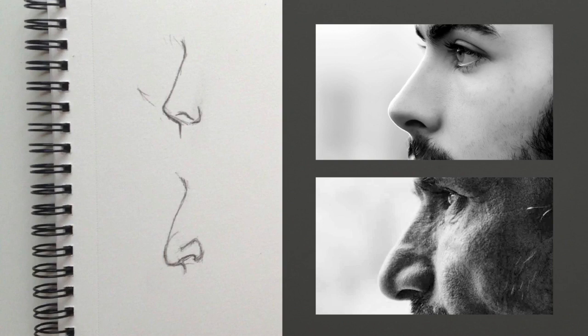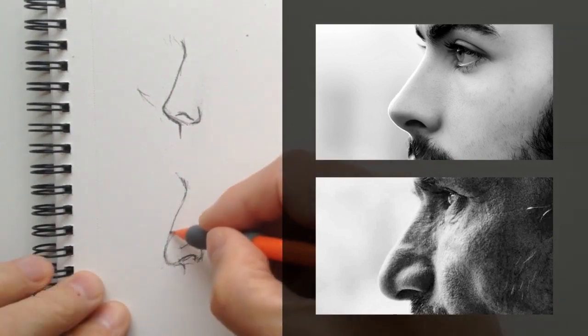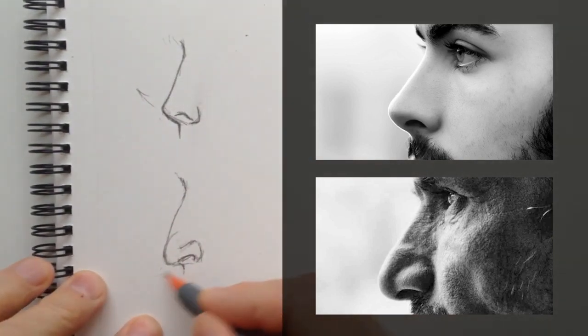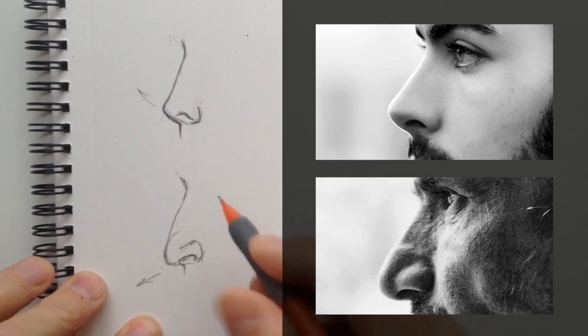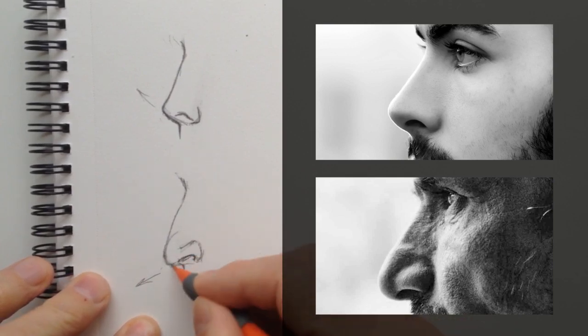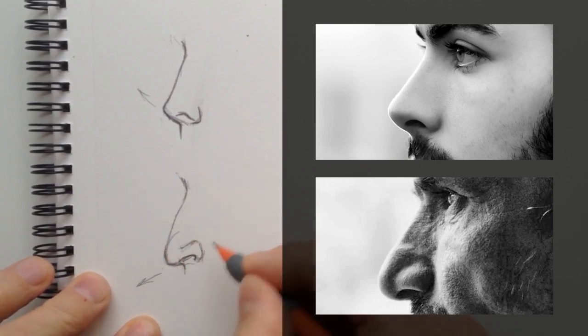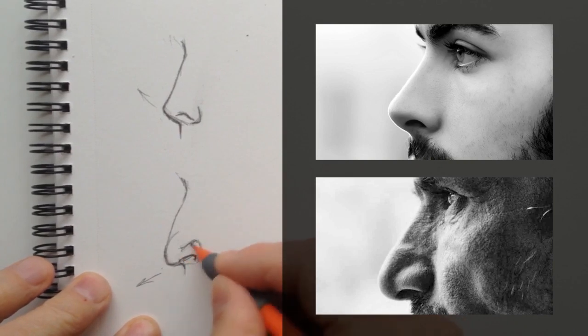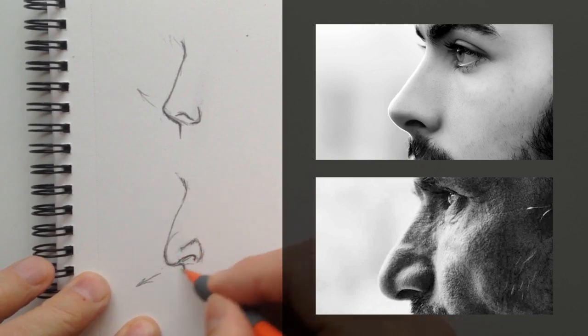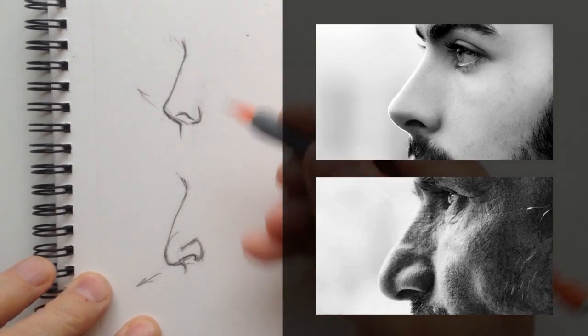Side view, bottom example. The nose is long with a rounded drooping tip. The septum is below the wings of the nose. The wing of the nose is clearly defined, convex. The bridge of the nose is slightly curved outward.